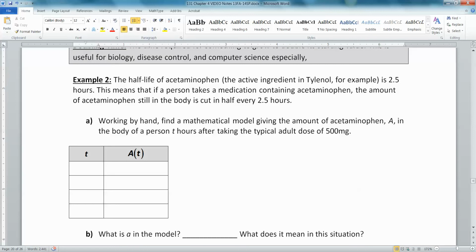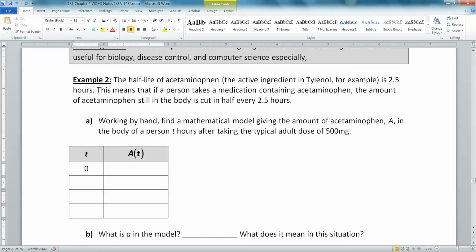All right, so the half-life of acetaminophen, which is the active ingredient in Tylenol, is 2.5 hours. So that means that if a person takes a medication containing acetaminophen, the amount of acetaminophen in the body still will be cut in half every 2.5 hours. So working by hand, find a mathematical model giving the amount of acetaminophen A in the body of a person T hours after taking the typical dose of 500 milligrams.